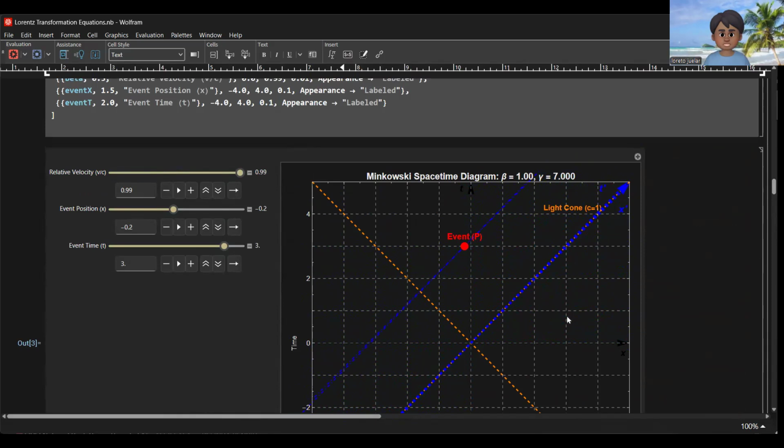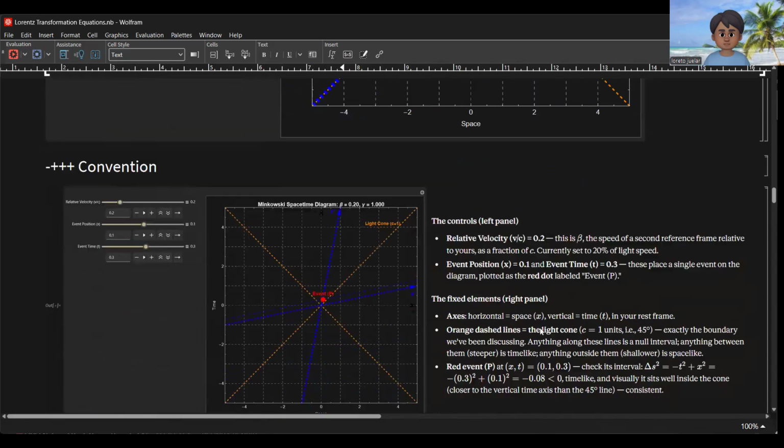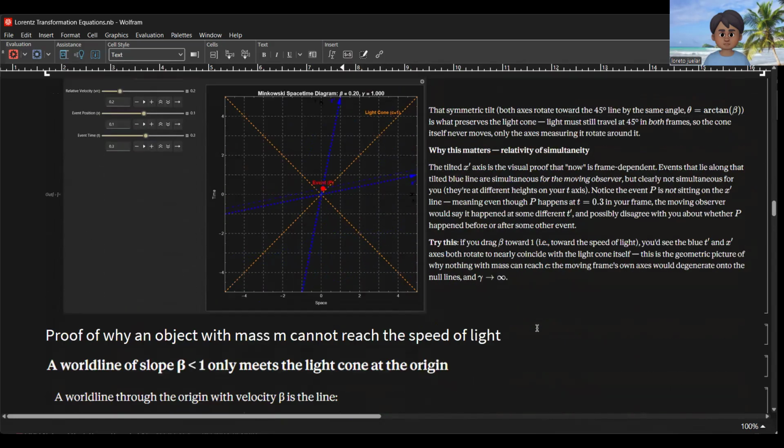But in that light cone, an object with mass m cannot reach the speed of light. This is the geometric picture of why nothing with mass can reach c. The moving frame's axes would degenerate onto the null lines, and the Lorentz factor here approaches infinity.